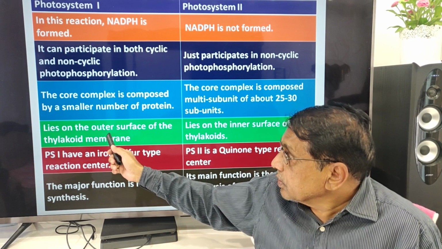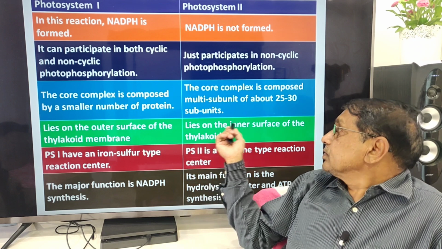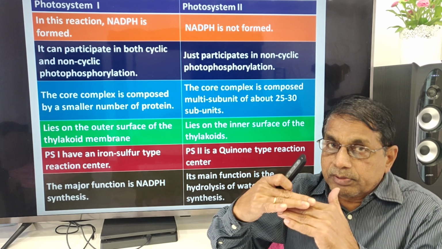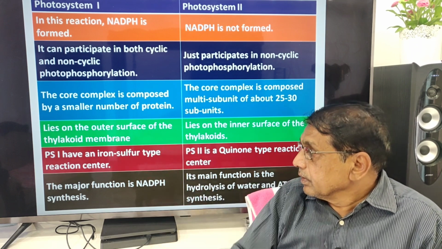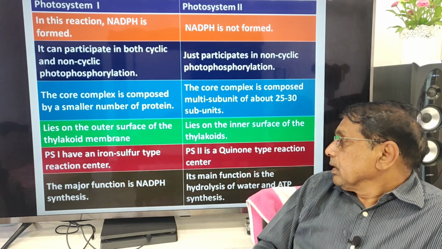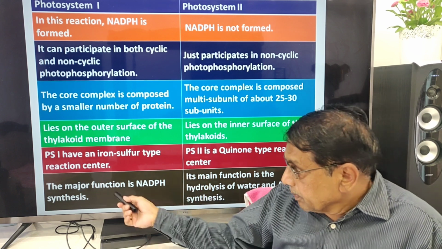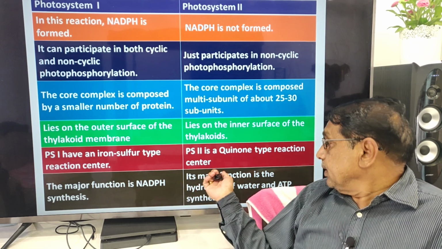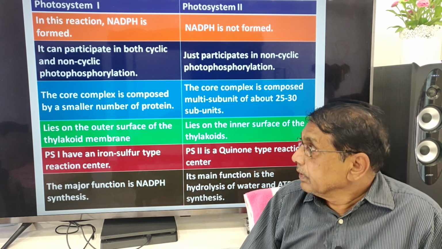Photosystem 1 lies on the outer surface of the thylakoid membrane, and photosystem 2 lies on the inner surface of the thylakoid. The thylakoid has a double membranous structure, outer and inner. Here on the outer surface, PS1 has an iron-sulfur type reaction center, and PS2 has a quinone type of reaction center. The major function of PS1 is NADPH synthesis, reducing power. The main function of PS2 is photolysis of water and ATP synthesis.